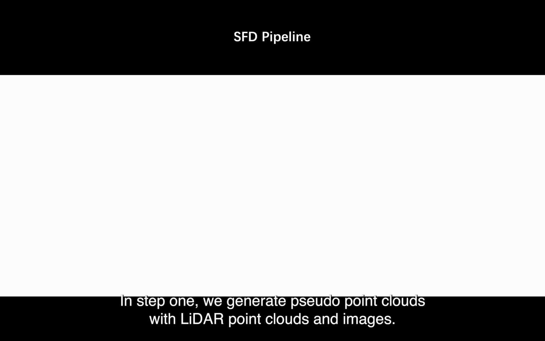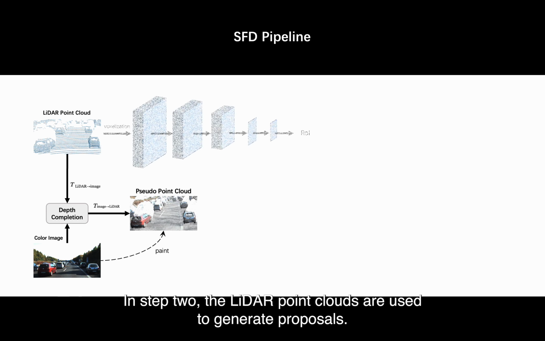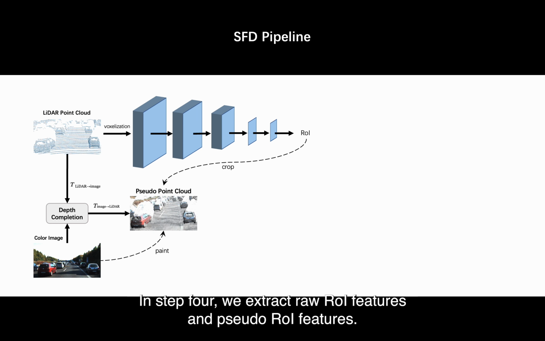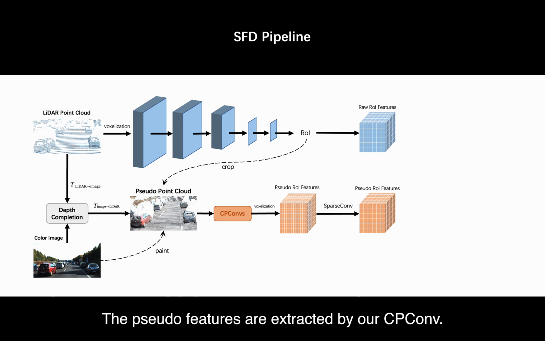Now, let's see the pipeline of SFD. We can divide the pipeline into 5 steps. In step 1, we generate a pseudo-point cloud with LiDAR point clouds and images. In step 2, the LiDAR point clouds are used to generate proposals. In step 3, we use the proposals to clone pseudo-point clouds. In step 4, we extract raw BEV features and pseudo BEV features. The pseudo features are extracted by CPConv.